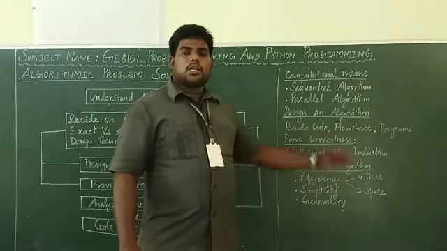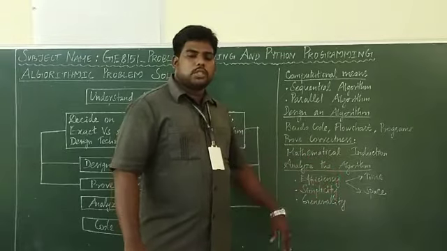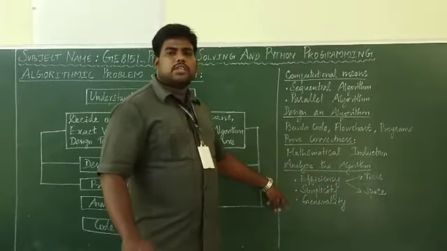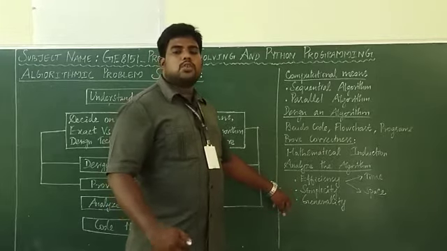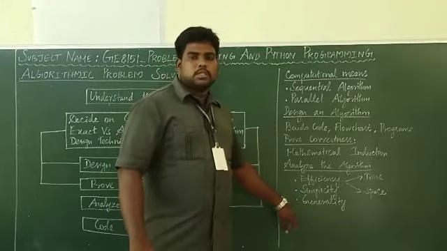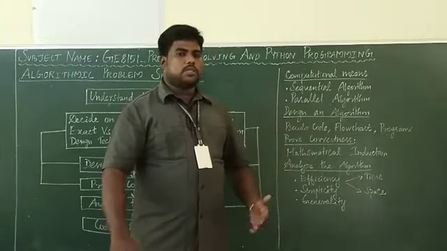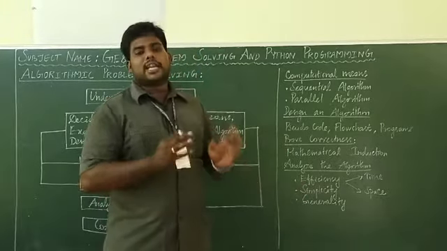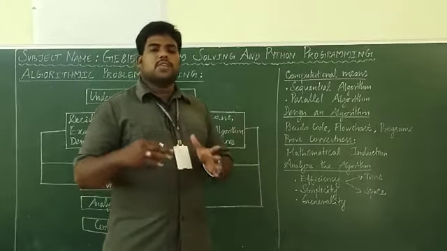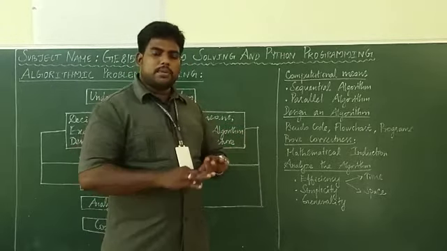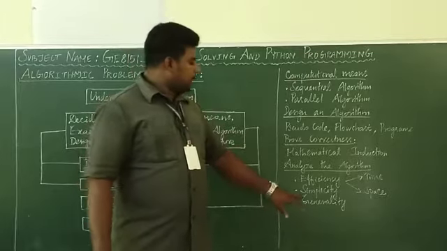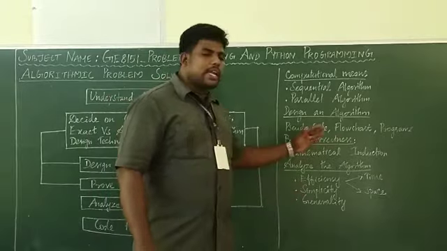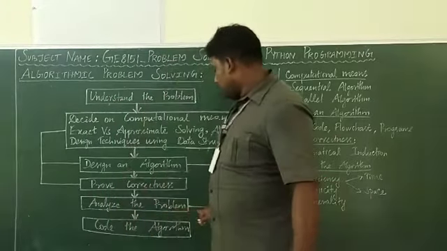Efficiency means your algorithm should take less time to execute and less memory. Simplicity means it should be easy to use and easy to understand. Generality means if you give any finite number of inputs, it should give the correct output. For different inputs, if it gives wrong answers, it means your algorithm was wrong. So generality is also important. By using these steps, we can analyze the algorithm.